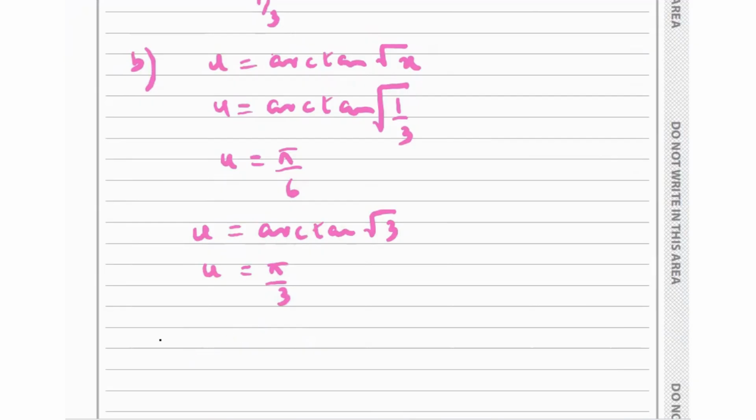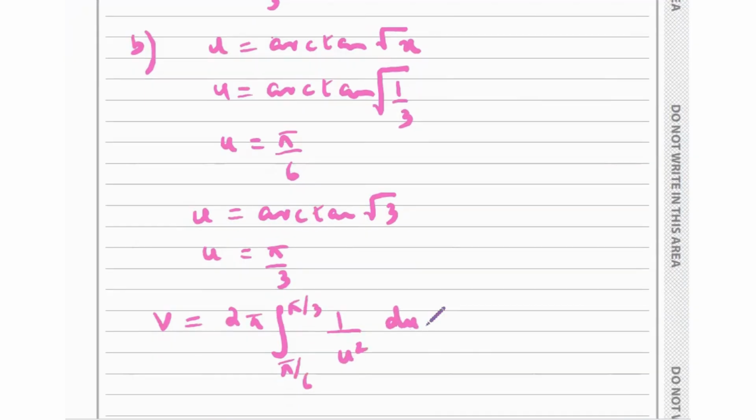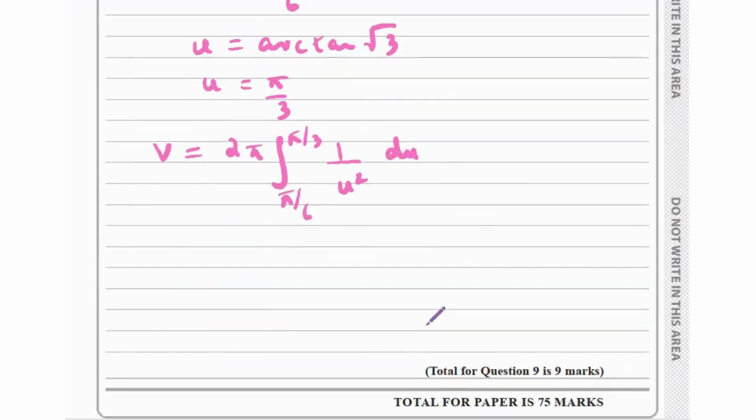So now for integration, it's going to be 2 pi times the integral from pi over 6 to pi over 3 of 1 over u square. These are your u values. Now we can integrate it properly. Don't make the mistake of using 1 over 3 and 3, because those are your x values, not your u values. So you have to be careful about this.